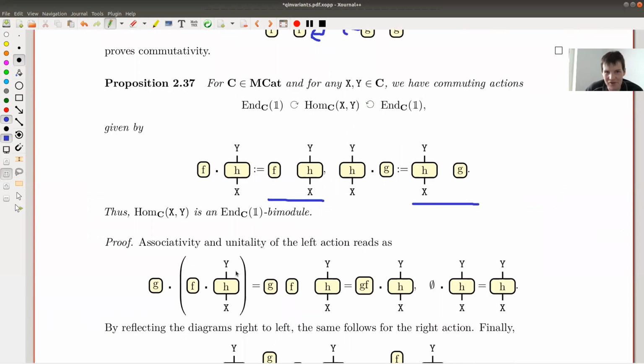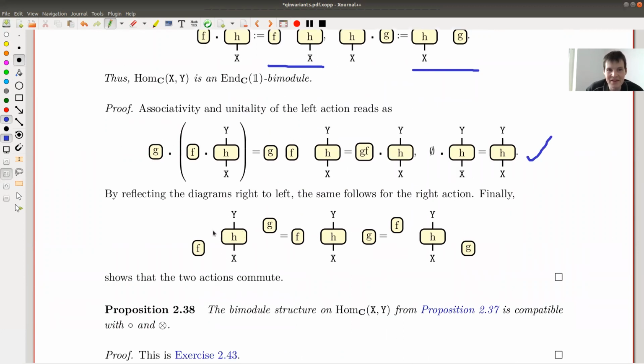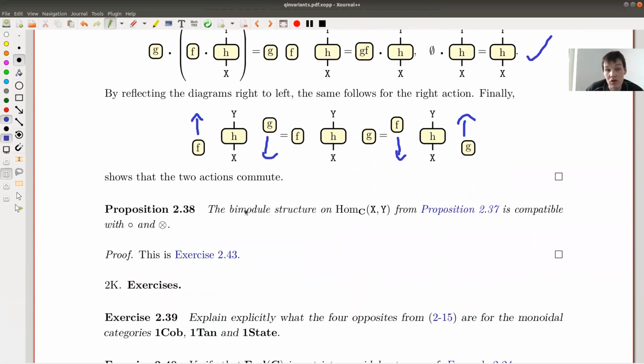And of course they commute, because first of all, you check that this is an action. Putting a box next to a box is putting a box next to a box. So this checks, and that they commute is just, I can pull this up, I can pull this down. And you can do more things like that. And we will see much more diagrammatic calculus. A lot of arguments just simplify by using diagrammatic calculus.